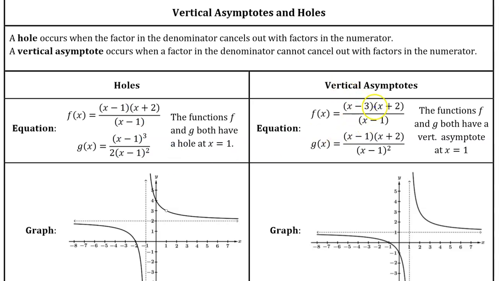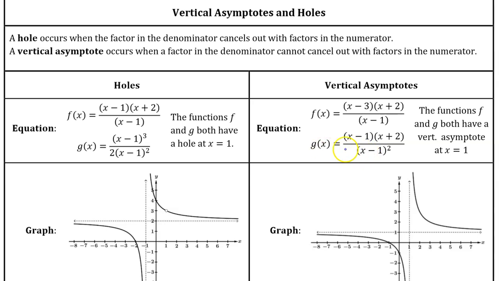We get a vertical asymptote when we have a factor in the denominator that does not cancel out. So you see the x minus 1 in the denominator, and it does not cancel out with anything in the numerator. So we will have a vertical asymptote at x equals 1.